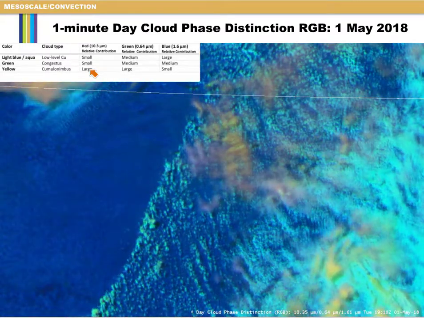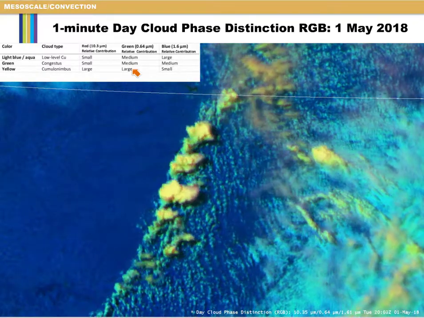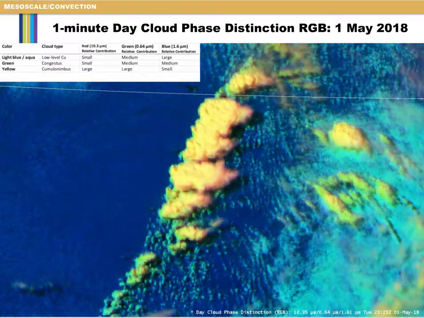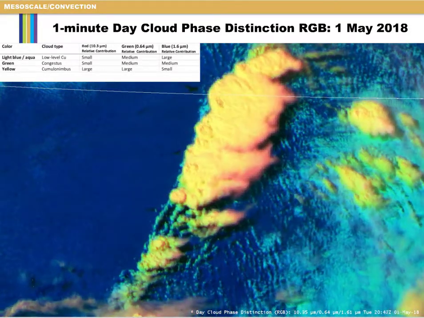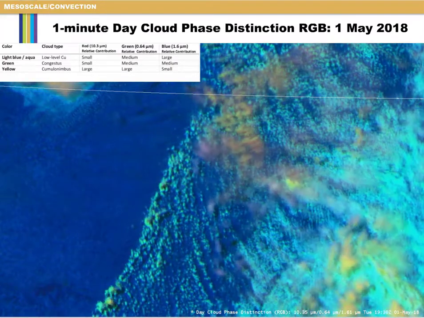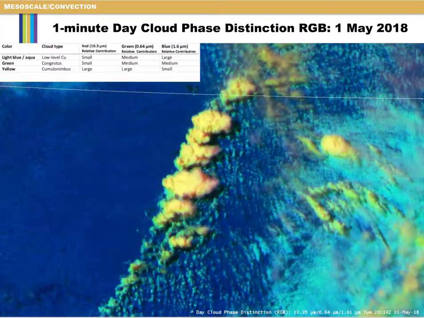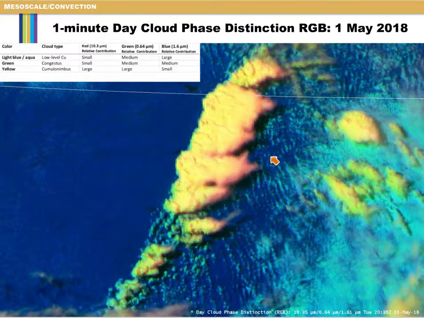The visible band at 0.64 has increasing reflectance, thus a large relative contribution to the green component. Some shades of red may also be apparent, particularly at the leading edge of anvil cirrus, since these areas are less reflective in the visible band, thus less relative contribution from the green component.